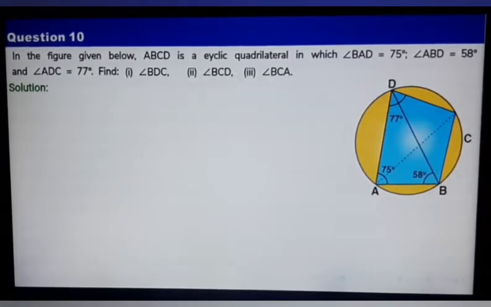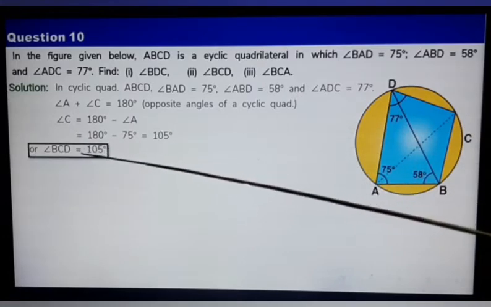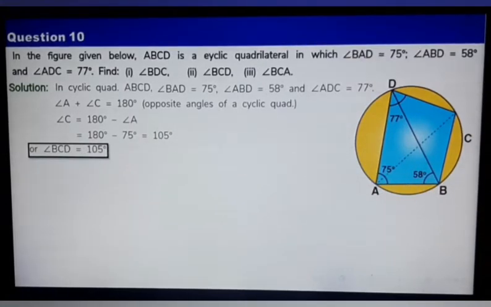All right, now since this is your cyclic quadrilateral, we can definitely find this angle, because the sum of these two angles, that is A plus C, will be equal to 180 degree, right? Because they are opposite angles of a cyclic quadrilateral. So we need to find this angle as well, because they are saying find BCD. So angle A is 75, right? So 180 minus 75 is 105. So that means angle C, that is angle BCD, will be equal to 105 degree.